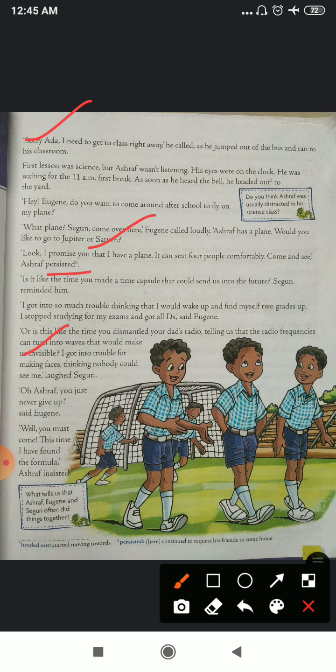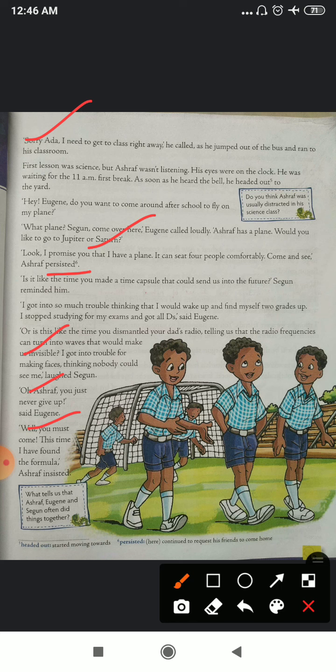So discussing these inventions of Ashraf, they both started laughing. "Oh, Ashraf, you just never gave up," said Eugene. So what did Eugene say? Eugene said, "You're very good at invention and you just never gave up. You are doing new inventions, new innovations as well, right?" "Well, you must come. This time I have found the formula," Ashraf insisted. But now what happened? This time Ashraf said, "No. My invention is very good this time. So you all can come to my home." Meaning you both can come to my home and see what I have done.